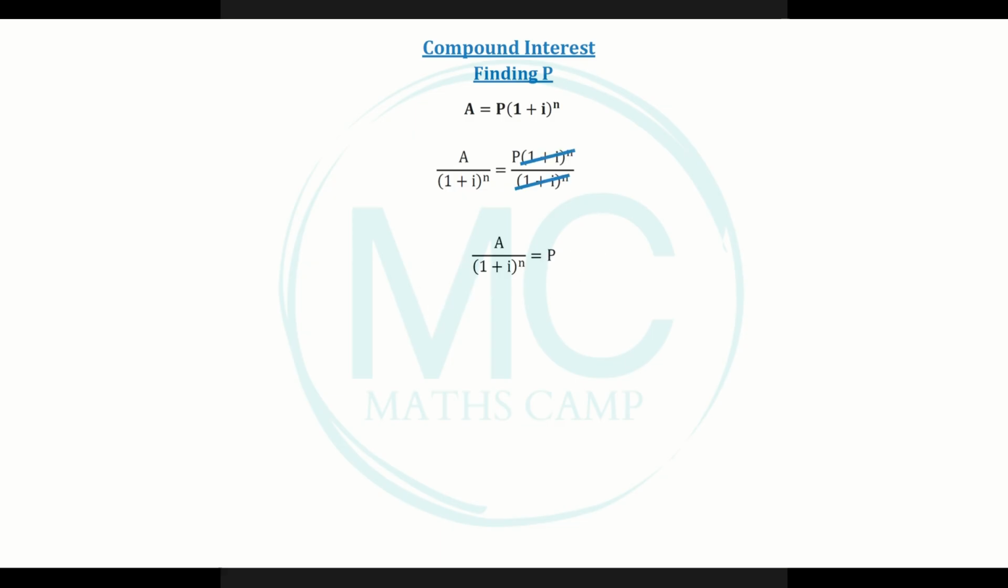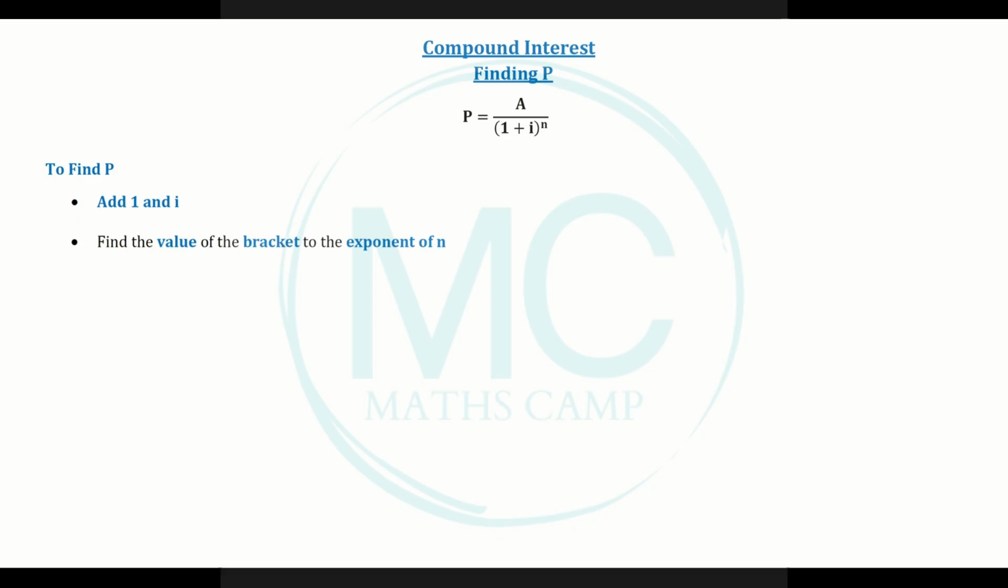Let's put P on the left-hand side. Let's clear this up and put the formula up here. To find P, we start by adding 1 and I. Then we find the value of the bracket to the exponent of N. And finally, we divide A by the denominator of the fraction. Let's look at some examples.